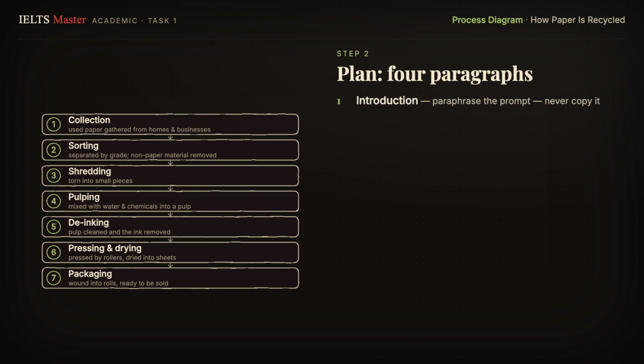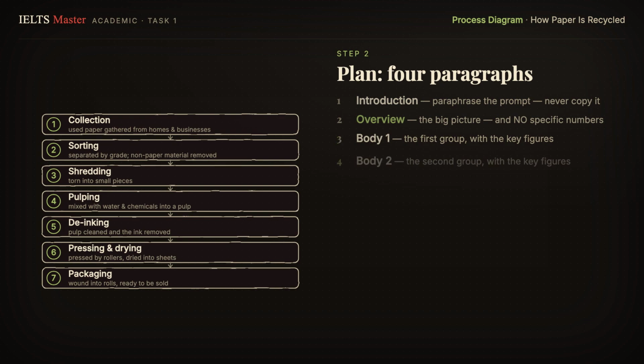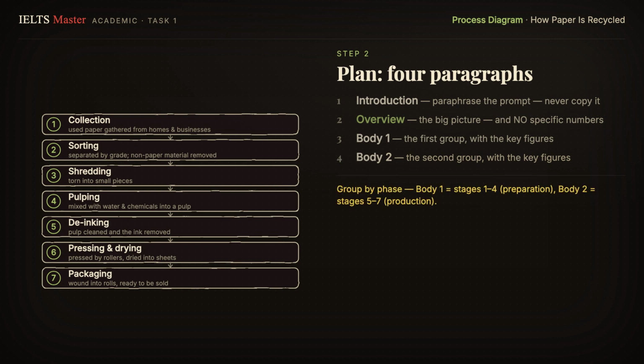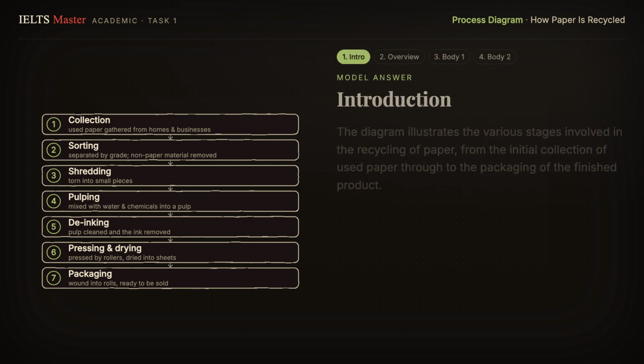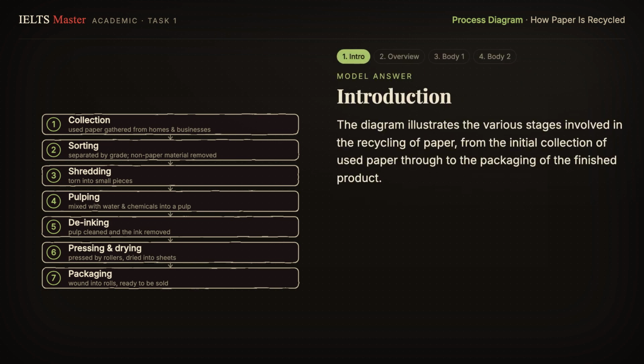That gives us our plan, and yes, still 4 paragraphs. An introduction that paraphrases the task. An overview for a process. That means saying it's linear, how many stages there are, and where it starts and ends. Then body 1 for stages 1 to 4, and body 2 for stages 5 to 7. Simple, logical, easy to organize. Let's write the introduction, 1 sentence, paraphrased.